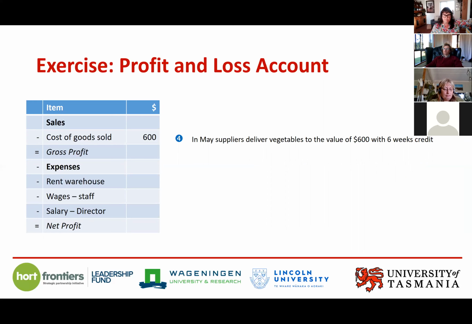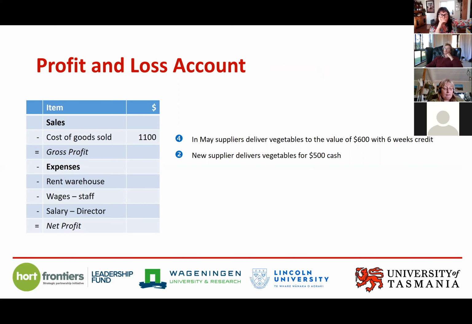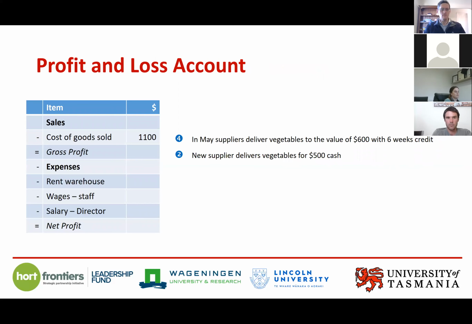So the one thing missing from the cash flow was the fact that Jonathan had vegetables delivered to him for the value of 600 with 6 weeks credit. So we put that in as cost of goods sold. He also paid cash for vegetables of 500. So the 600 plus the 500 gives him a total expenditure on vegetables of 1,100.